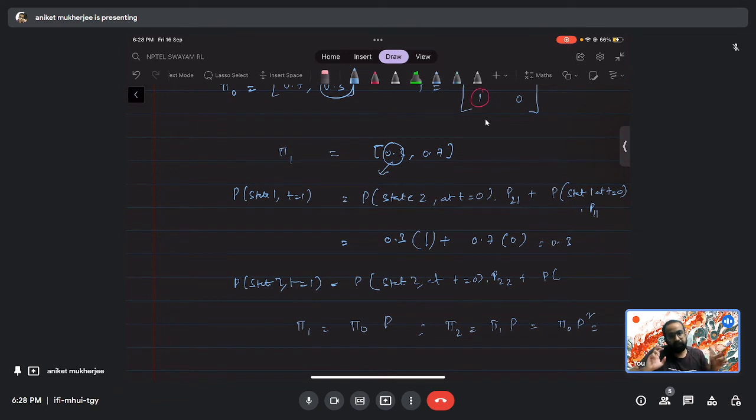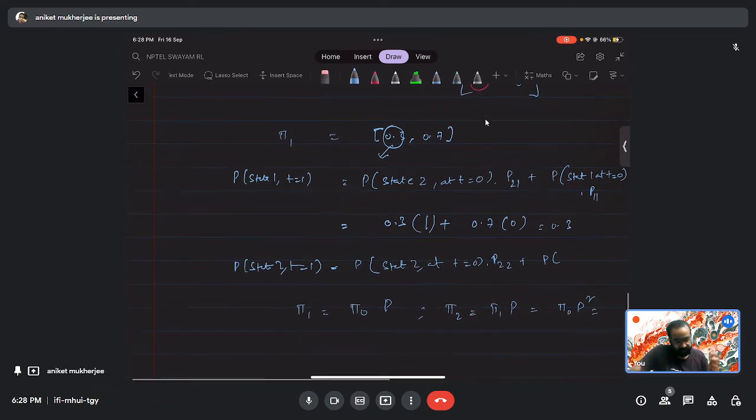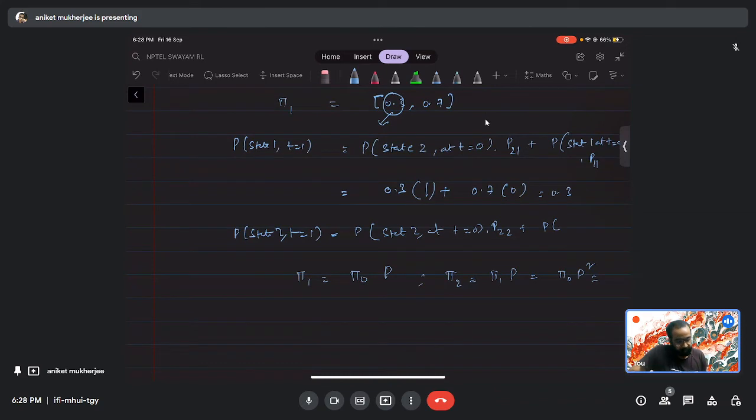Now what do you mean by stationary distribution? You want to go to a point where pi t is equal to pi t into p. Wherever it is, it doesn't matter what the probability was that I was in state 1, it will remain the same. It no longer changes. So this is the steady state distribution that you want to achieve in a Markov chain.